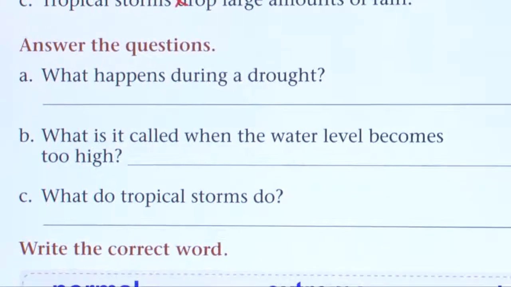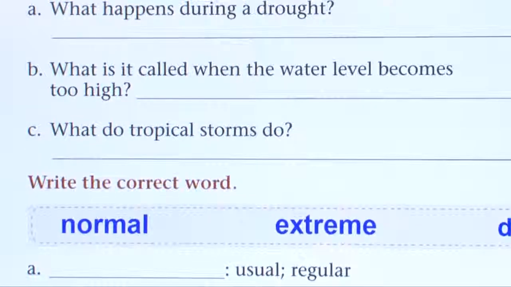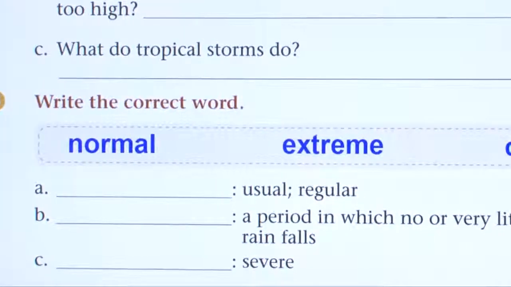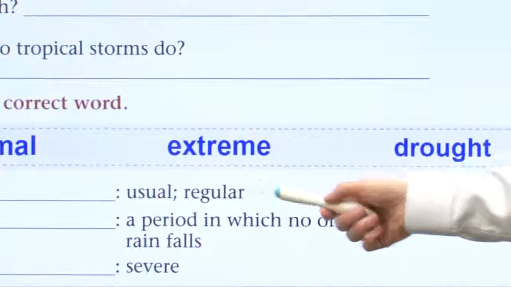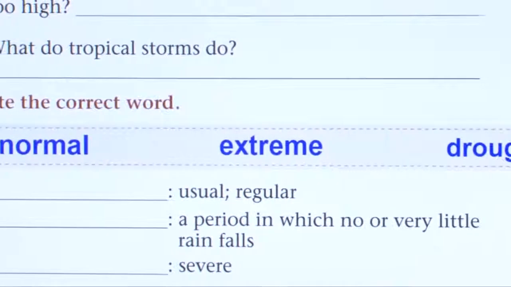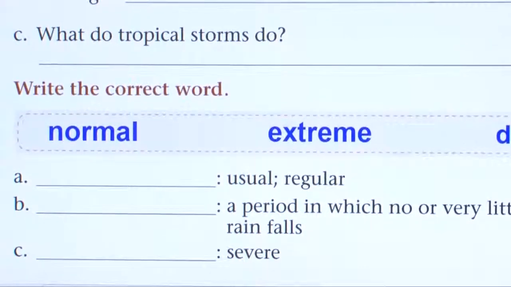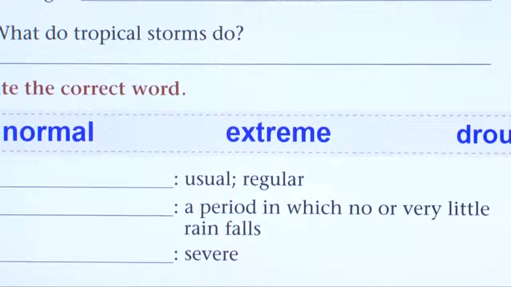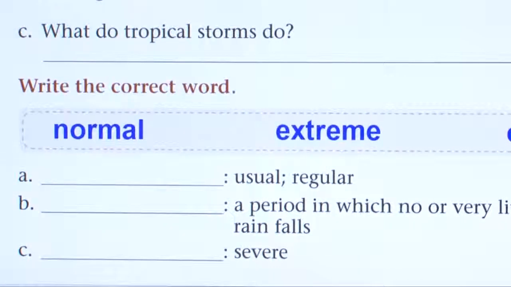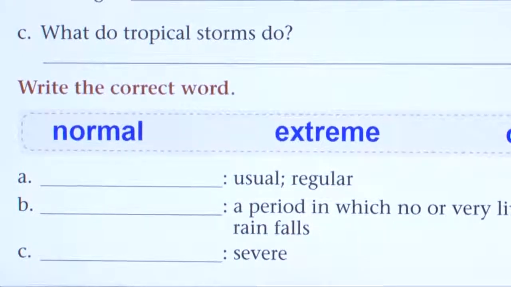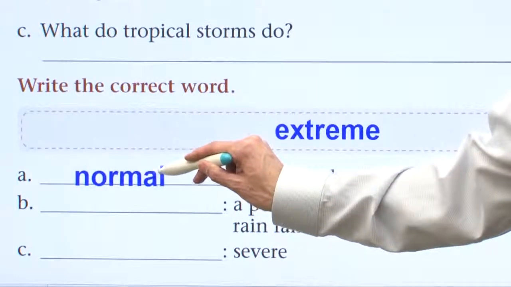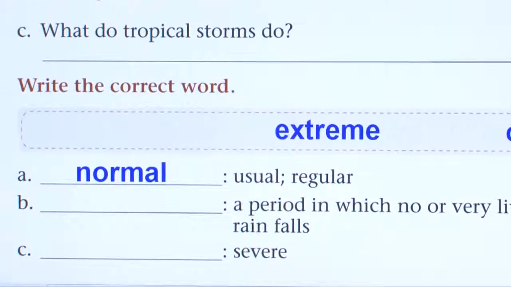Okay, let me bring up this number 3. We'll take a look at that. Number 3 says to write the correct word in the blanks. And the correct words are normal, extreme, and drought. So A, usual or regular. B, a period in which no or very little rain falls. C, meaning severe or very strong or very much something. So A, usual or regular. What's the answer? Normal, extreme, or drought? And it is normal. Wow. Yay, congratulations. Normal is usual or regular.